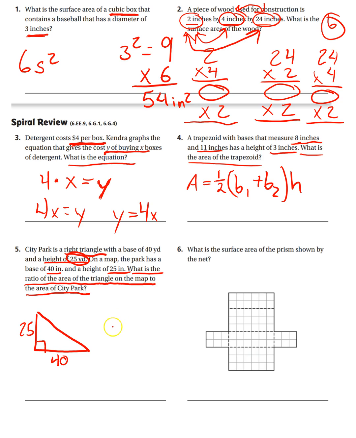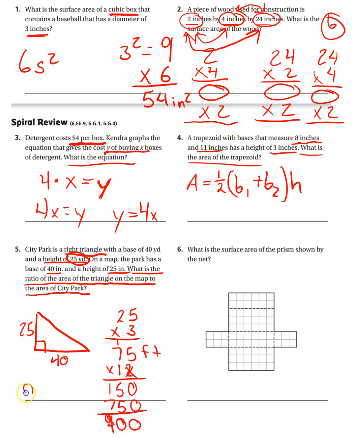Okay, so before we change them to inches, I'm going to change them to feet. So there's 3 feet in a yard. So 25 times 3, 75 feet. And then there's 12 inches in a foot, so I multiply by 12. Done with the 2, kiss it goodbye, 0 placeholder. Oh, that's going to be 900. Okay, so it's 900 inches.